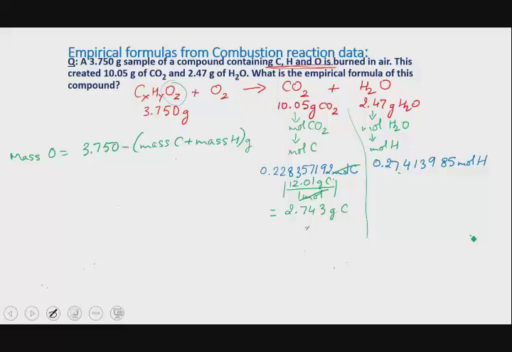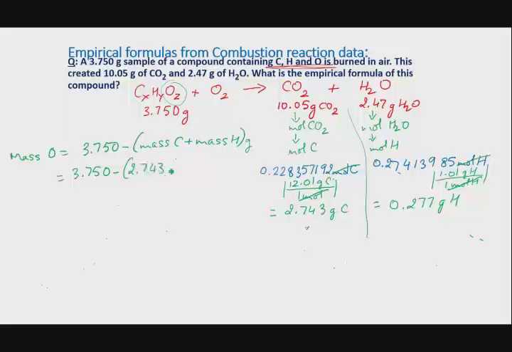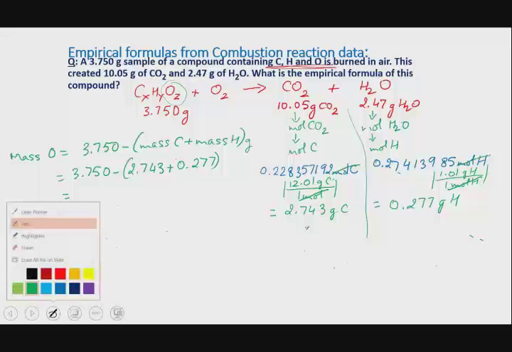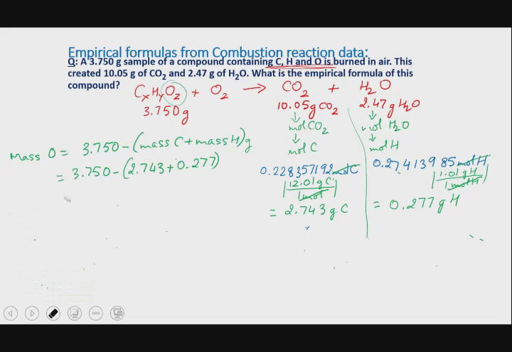Similarly, if you multiply the moles of hydrogen by the molar mass of hydrogen, 1.01 grams of H for every 1 mole of H, the moles cross out, and that gives us, rounded to 3 significant figures, 0.277 grams of hydrogen. So if you substitute those numbers, 3.750 minus 2.743 plus 0.277 gives us the mass of oxygen as a certain value. You can calculate it, of course. I will just move on to the next step.